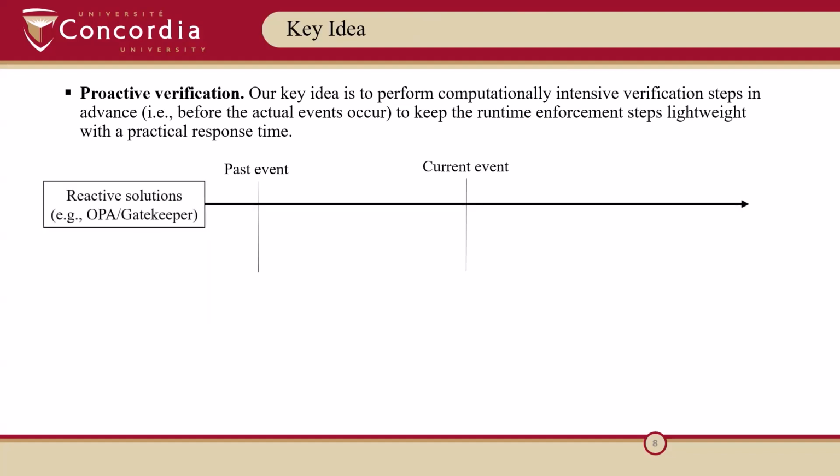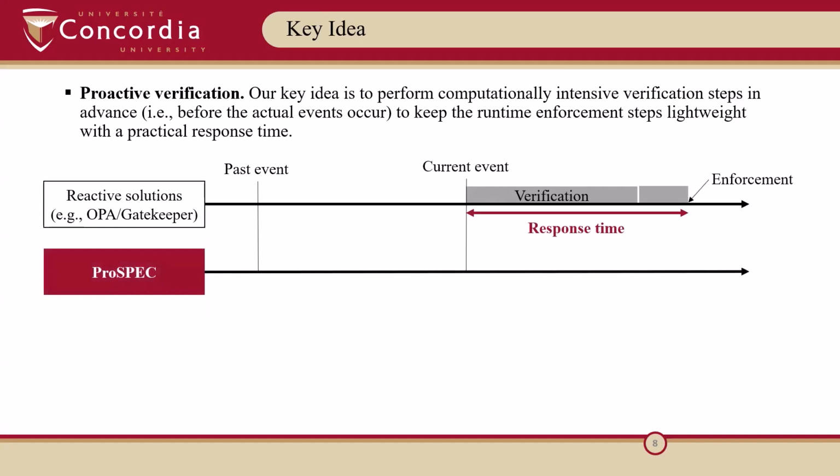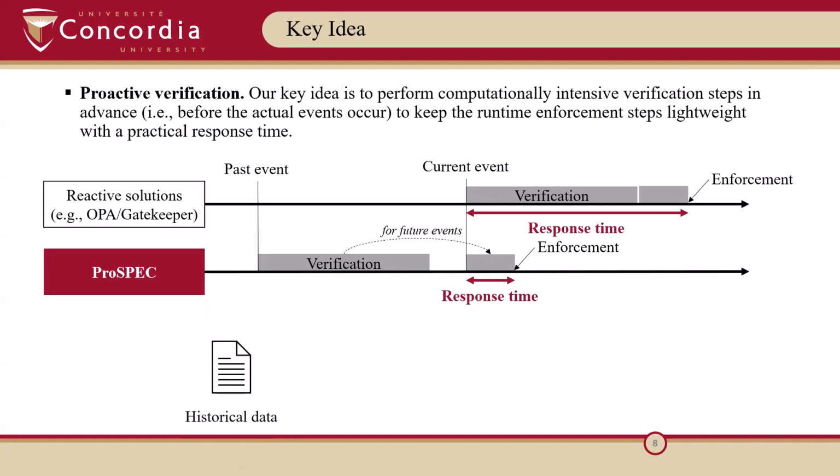To illustrate that, here is how classical reactive solutions work. When we have the current event, we do the verification, then the policy enforcement, and we have the response time. But for us, we're going to predict what the next event is going to be. So when we have the past event, we start to verify before the event happens. And when the event actually happens, we just need to do the enforcement. And so the response time is very, very fast.